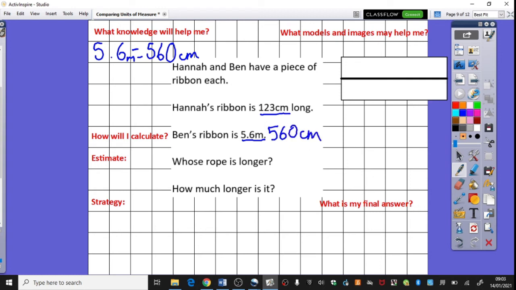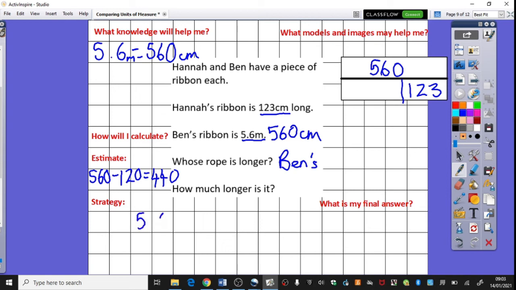So, whose ribbon is longer? Oh, this time it's Ben's ribbon that's longer. And if I want to compare them, obviously the largest being Ben's, I'm going to be subtracting 123. Okay, so if I wanted to do a rough estimate, I'm probably looking at roughly 560 subtract 120, so I'm looking at about 440 for my answer. Different ways you could do this. You could use a column method.